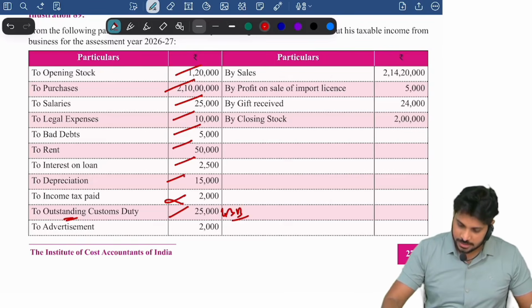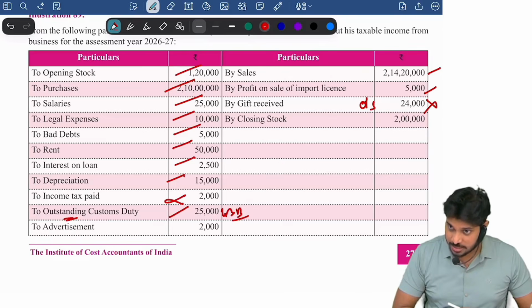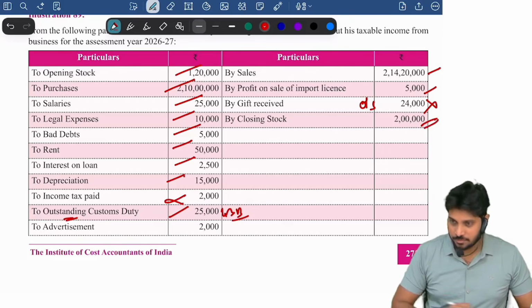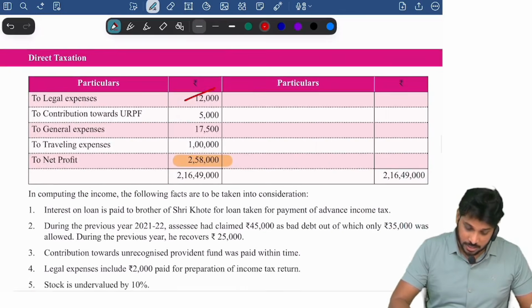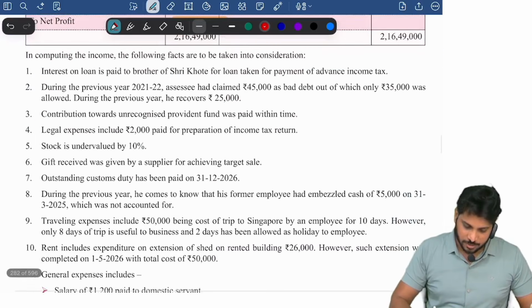Then sales taxable. Profit on sale of import license, yes, 28 taxable. Gift received, other sources, yes or no? Moreover, this is just 24,000, less than 50,000, therefore it is exempted under section 56(2)(x), clause 10. Then closing stock, yes, taxable in PGBP. Then other information: legal expense allowed, contribution towards URPF not allowed, general expense allowed, traveling expense allowed. That's it. Now additional information.